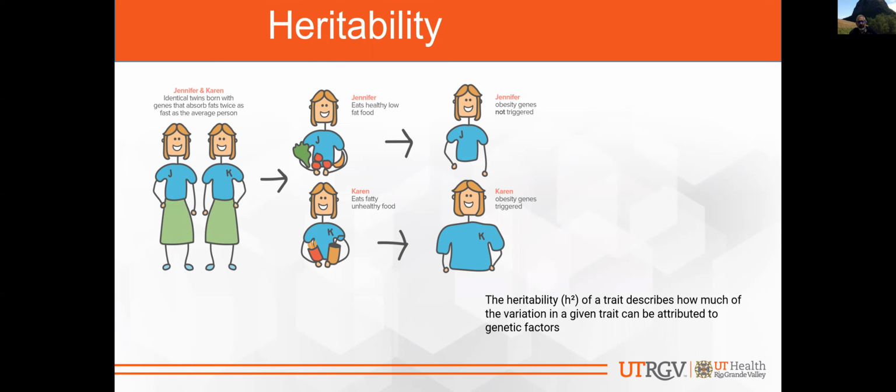So the first thing we need to do is ask whether what we're measuring is heritable. Heritable is defined as how much of the variation in a given trait can be attributed to genetic factors. So you have Jennifer and Karen, both identical twins born with genes that absorb fats twice as fast as the average person. Jennifer eats healthy, low-fat food, and her obesity genes are not triggered. Karen eats fatty, unhealthy food, and her obesity genes are triggered, and she is larger.